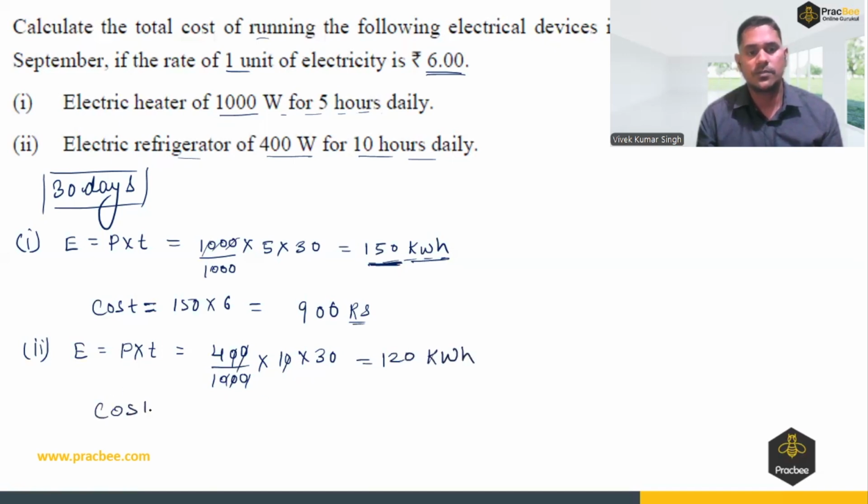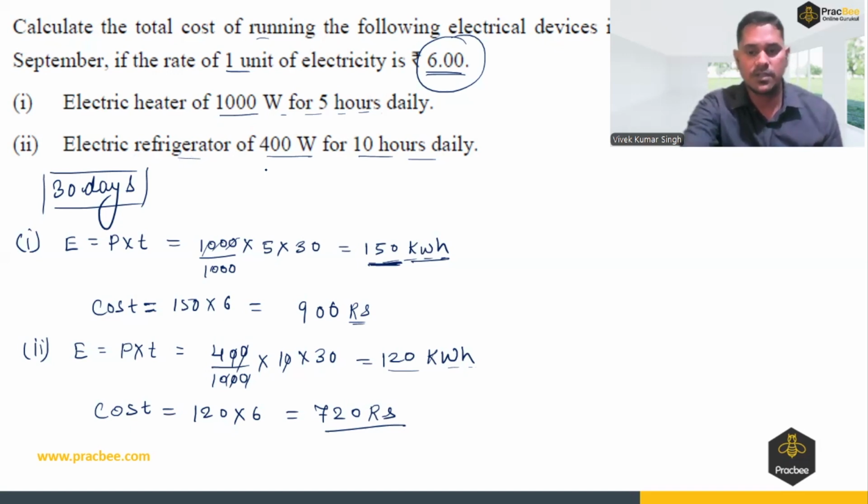Now the cost would be equal to, 120 kilowatt hour means it's consuming 120 units. The cost of 1 unit is 6 rupees. So for 120 units, it is 120 multiplied by 6, which is 720 rupees. This is the cost of operating the electric refrigerator for 30 days.